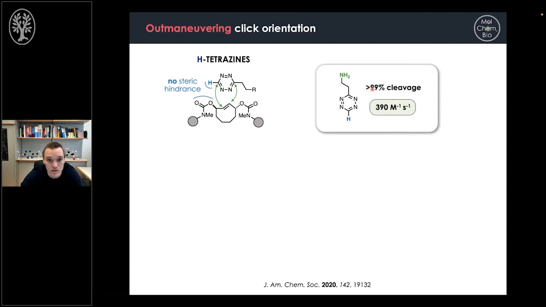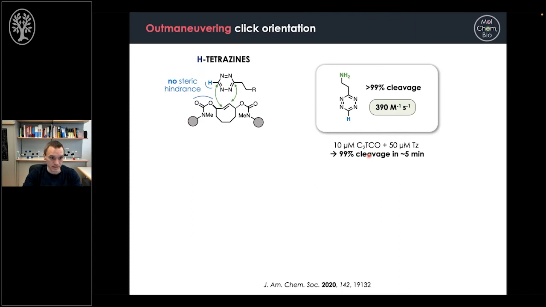So again, we achieved complete release now with a second order rate constant of almost 400 per molar per second. Just to put this in perspective, that means 10 micromolar TCO plus 50 micromolar tetrazine would mean 99% cleavage in 5 minutes. And the rate determining step here is the click reaction. So we cannot delineate the release here, as it's basically instantaneous.